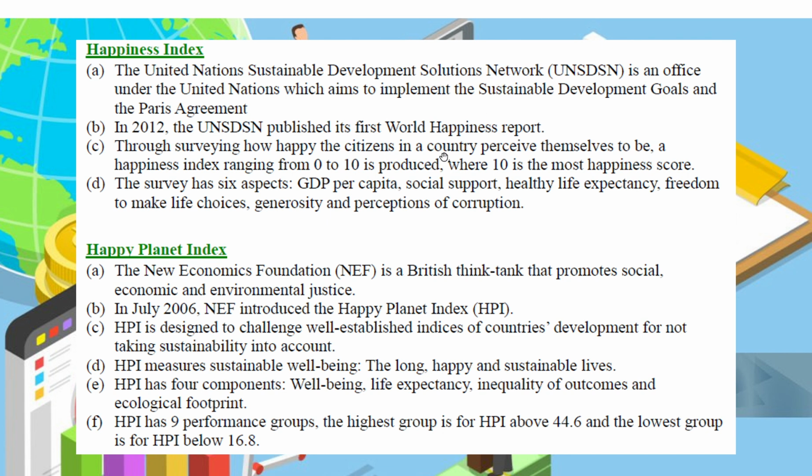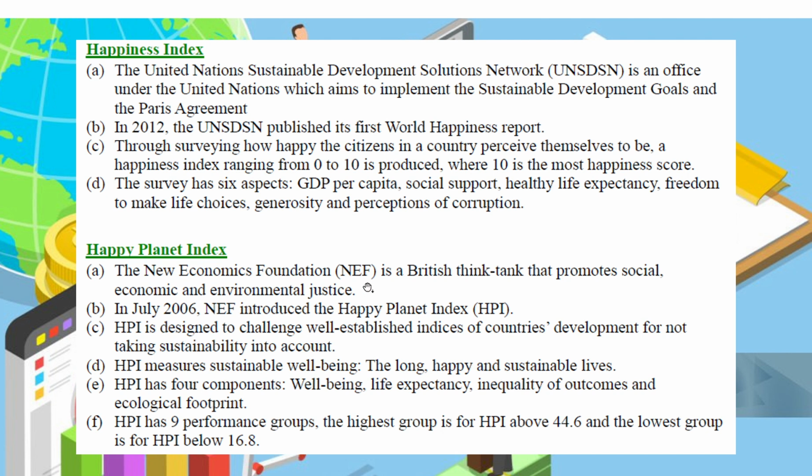And the Happiness Index is famous too. It's by the United Nations Sustainable Development Solutions Network. It talks about how the world is implementing the Sustainable Development Goals and the Paris Agreement on carbon dioxide emissions, cutting down, of course. And the survey has 6 aspects: GDP per capita, social support, health and life expectancy, freedom to make life choices, generosity, and perception of corruption. The first one is GDP. The others are other kinds of measurement of living standard or well-being.